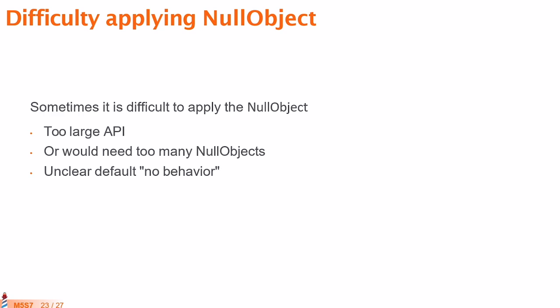Sometimes it's also not easy to apply a null object because the API is too large. If we have 50 methods to implement in our no tool, maybe it is not practical to use it, and maybe it is simpler to just put that code into the client. The same case as we discussed before: maybe we need too many null objects if they don't have the same API or the same behavior. And sometimes it's not clear what it means to have no behavior. What is the default behavior that the null object should implement? That is sometimes not clear in the model.